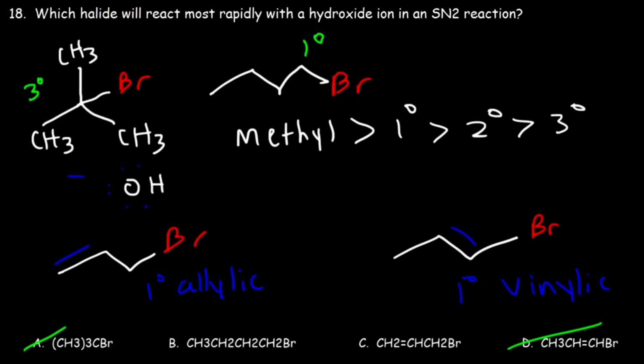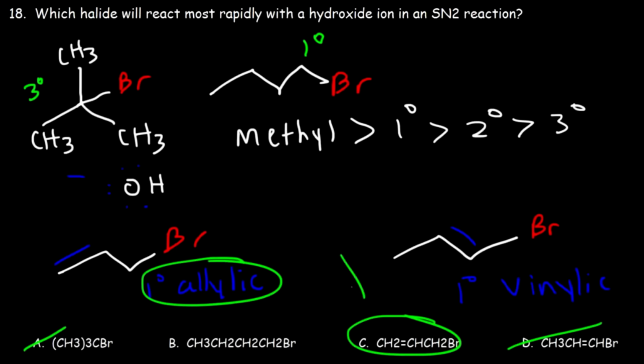So which is better, a primary alkyl halide or a primary allylic halide? It turns out that allylic halides are more reactive toward SN1 and SN2 reactions than their alkyl halide counterparts. So a primary allylic halide works better than a primary alkyl halide. So C is a better substrate than B. It's going to react more rapidly in the SN2 reaction. So this is the answer.